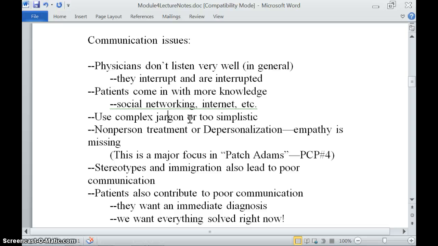So this whole issue of health disparities due to immigration is only going to probably get worse. So if you want to, learn a second language. I highly recommend that you learn a second language because it'll make you highly marketable in terms of healthcare positions. Another issue is non-person treatment or depersonalization.